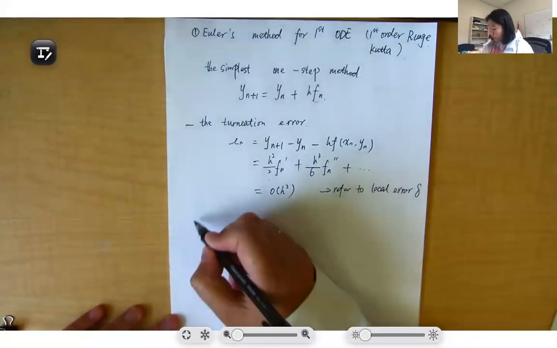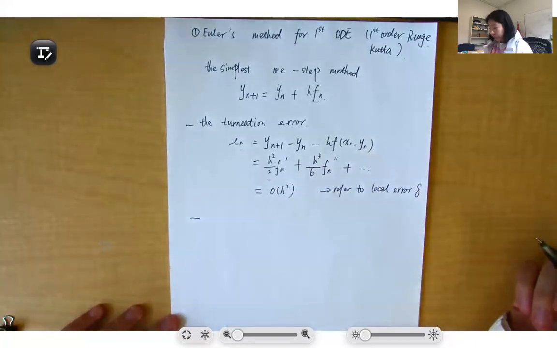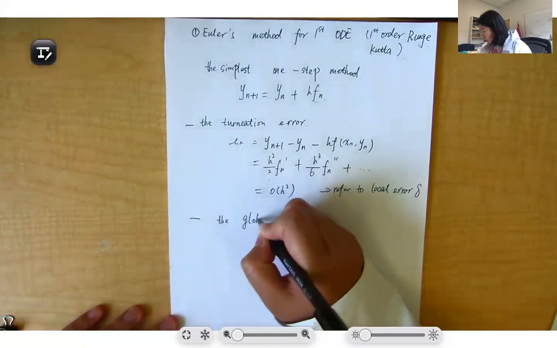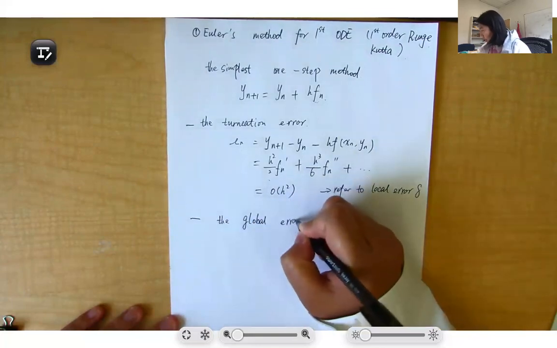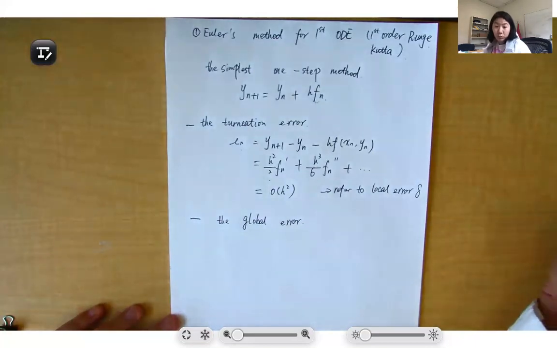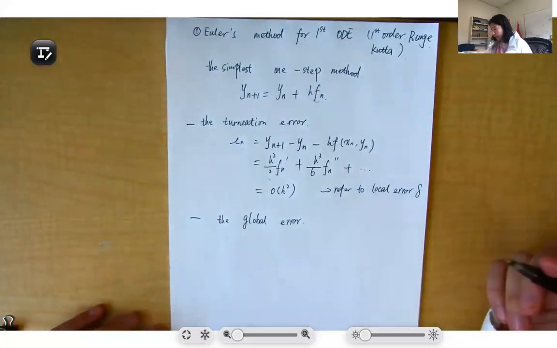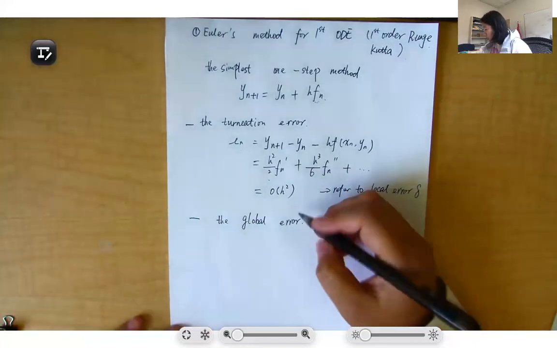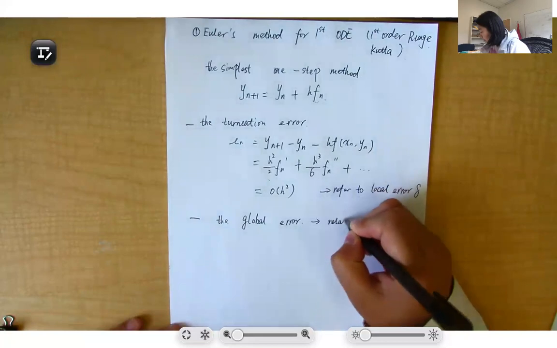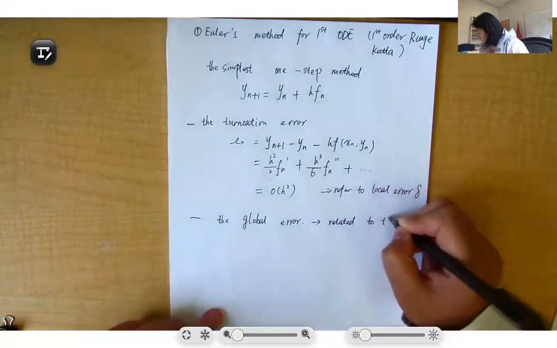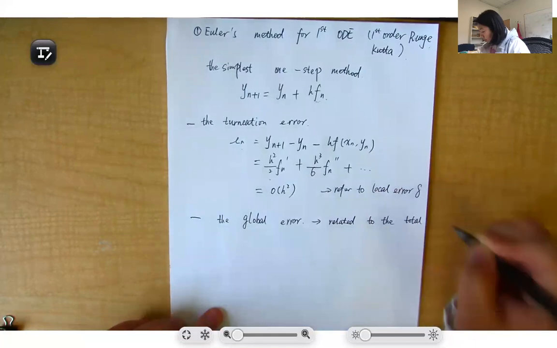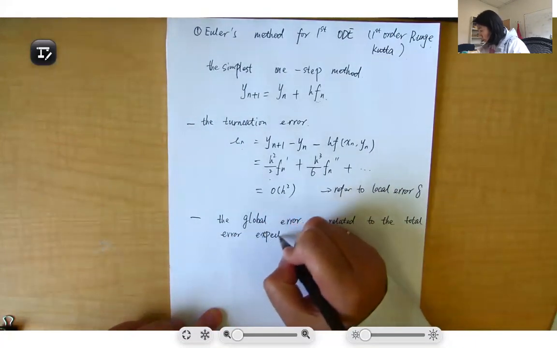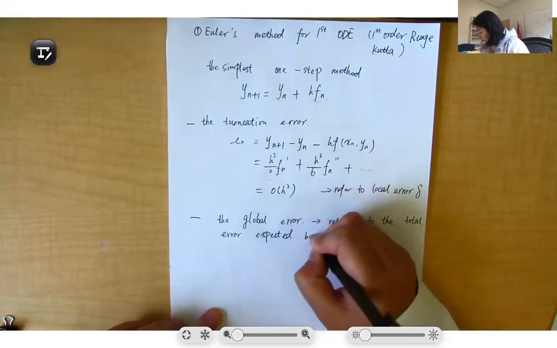There is also another term to represent the error. It's called the global error, which is related to the total error expected by this computational numerical method.